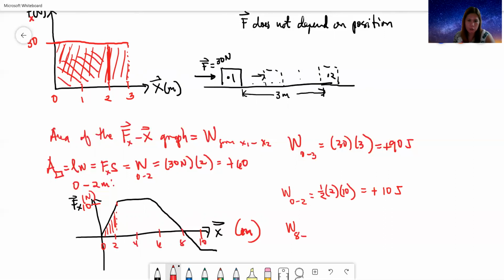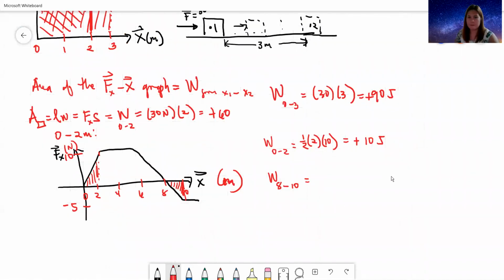Pero pag sinabing, what's the work from, let's say, 8 meters to 10 meters. Okay, so ito na siya. Inverted triangle ulit. So, let's say this is negative 5. So, nasa fourth quadrant na ngayon si force natin. Nasa negative force na yan. Opposite siya, no? Sa direction. So, since this is just a triangle, it's still 1/2 times the base, from here to here, it's 2. And then the height would be negative 5. So, this is negative 5 joules, something like that.